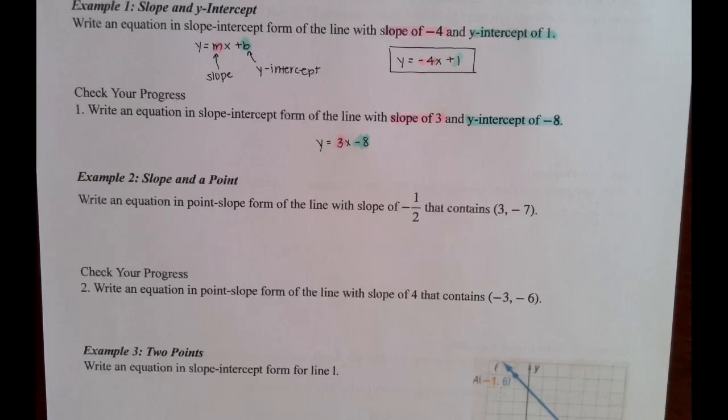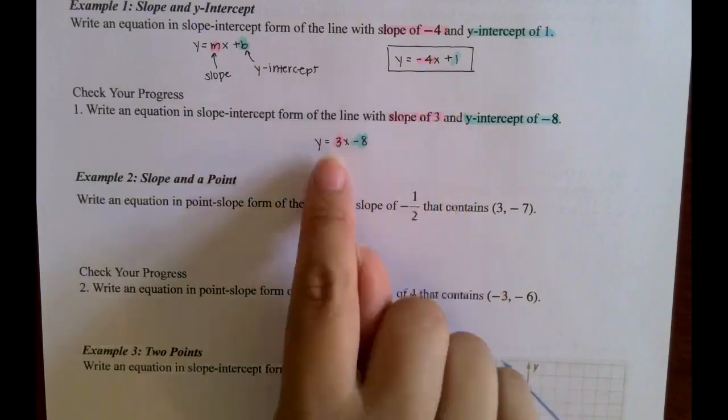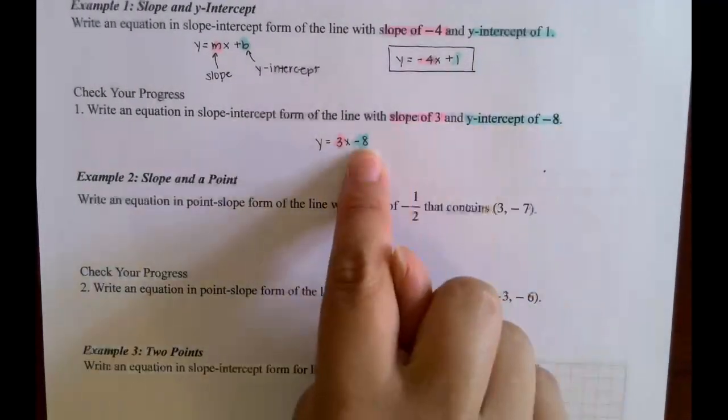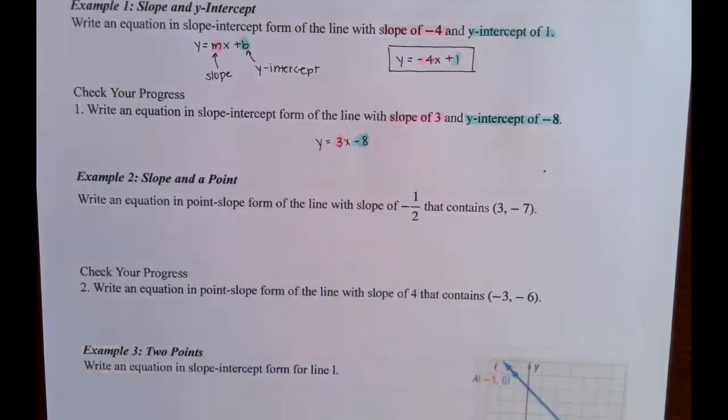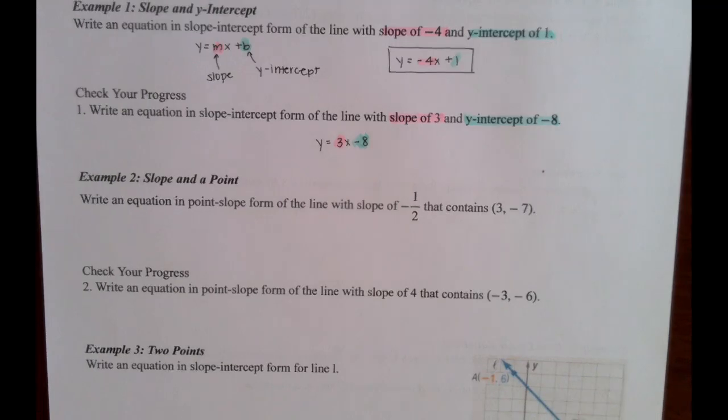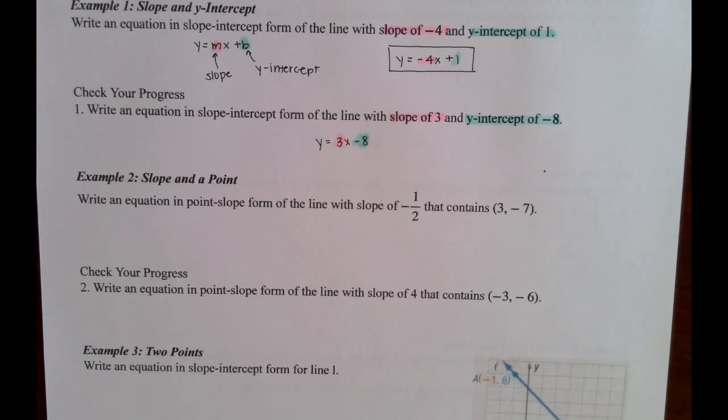Okay, you should have gotten y equals 3x minus 8. 3 is in the m position and then -8 is in the b position. Plus and negative is just minus. Okay, so the next one here is write an equation in point slope form of the line with slope of -1/2 and it contains 3, -7.